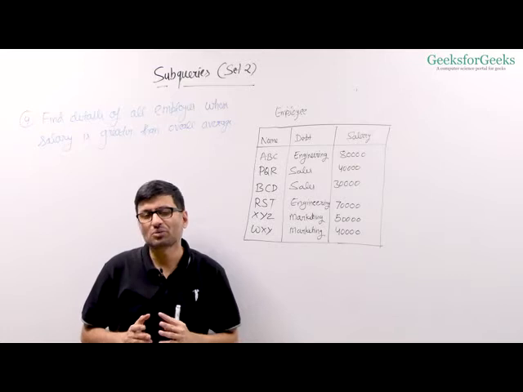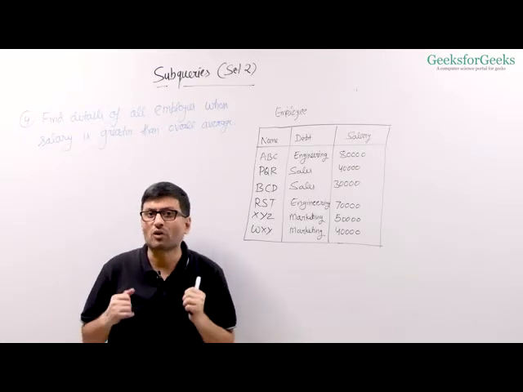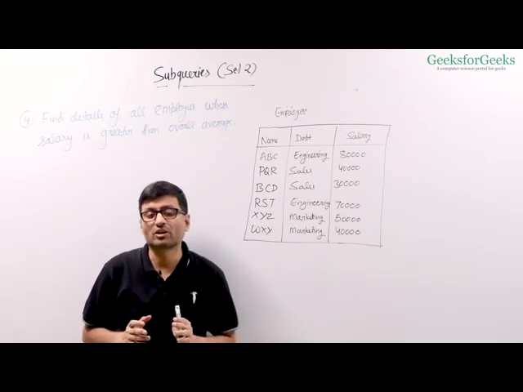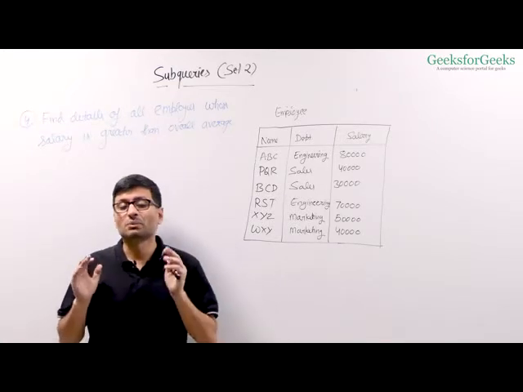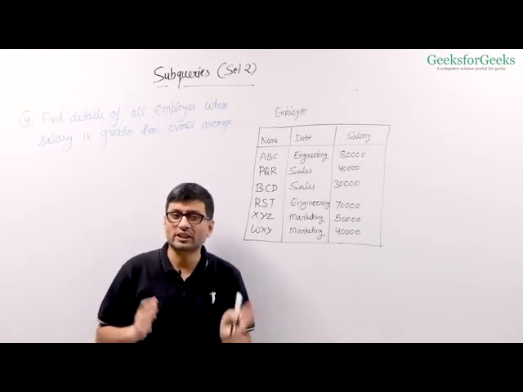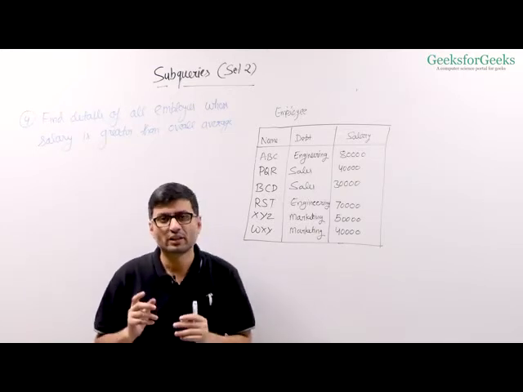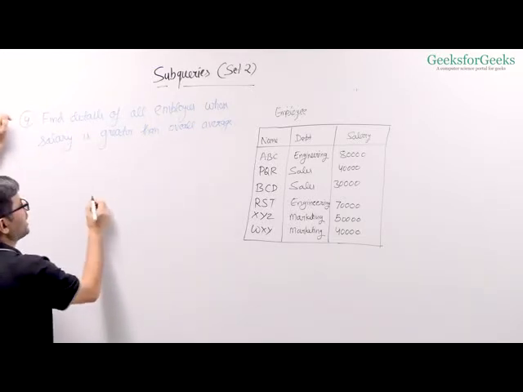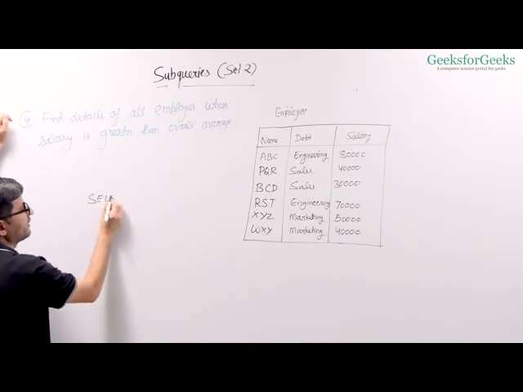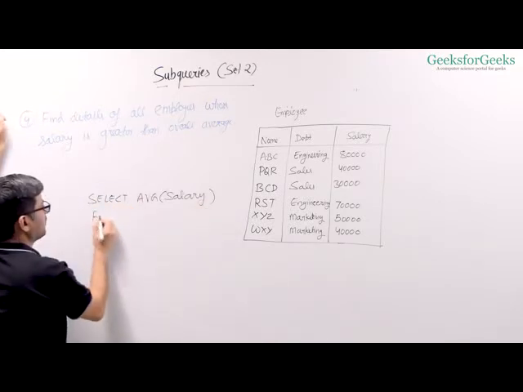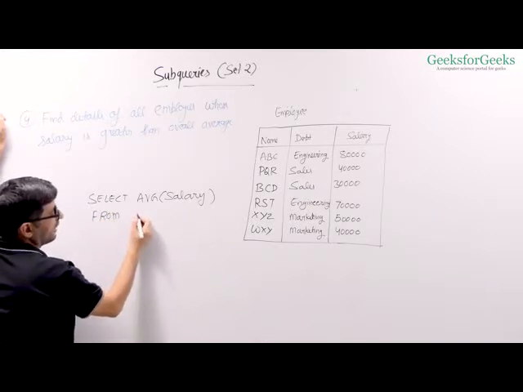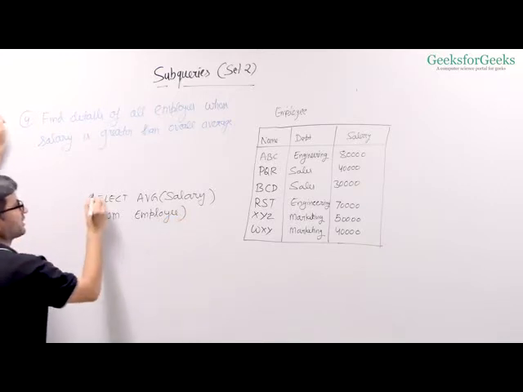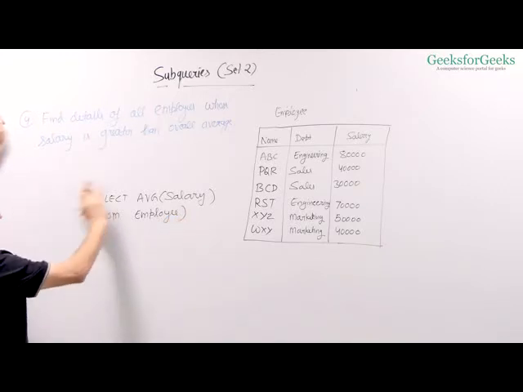The question says we need to print details of all the employees whose salary is greater than the average salary of the whole company. So please pause this video and after doing those exercises, you must be able to write the query. It's a simpler one than the previous ones that we did. So it's simple. We'll select the average salary in the inner query from the employee table, we want the overall average. So this gives us the average salary.